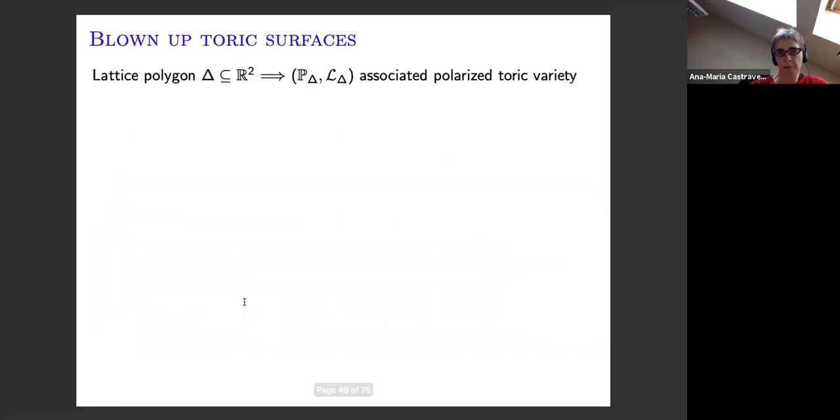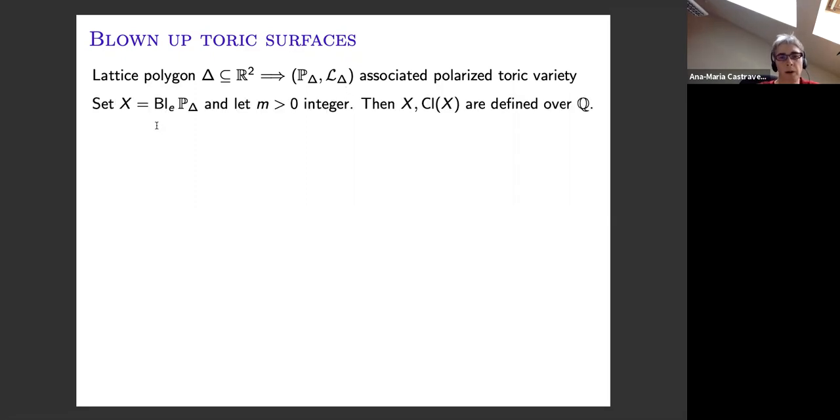Okay, so now in our case, the elliptic pair will be coming from a toric surface. So I would consider a lattice polygon in the plane, and this corresponds to a toric surface. We'll have a toric surface with an ample divisor L delta on it. And so our X for our elliptic pair will be the blow up of this toric surface at the identity point. And then I'm going to fix an integer M.